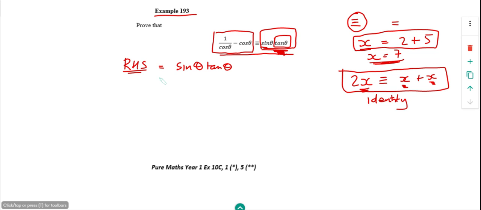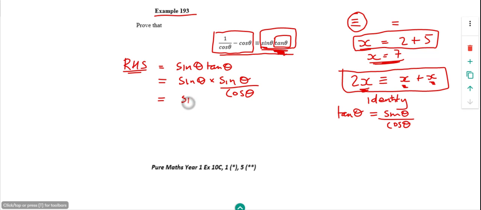So I'm going to first of all use our identity that we've just talked about, which is tan theta is sine theta over cos theta. So I'm going to get sine theta as we had before, and then replace the tan theta by sine theta over cos theta. If we multiply the top line there, that will give us sine squared theta over cos theta.